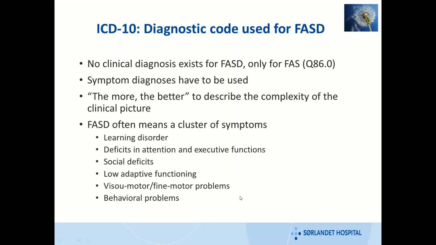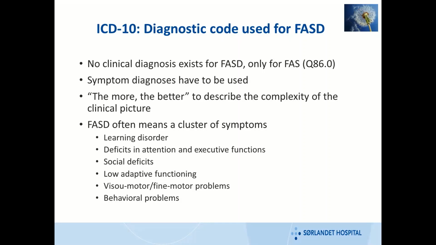And here I have chosen some of the most common ones. Many of these children have learning disorders. They have deficits in attention and executive function. They have social deficits, low adaptive functioning, visuomotor, fine motor problems, and behavioral problems. And if you have this complexity in a child, then you really should think about, could this be due to FASD? Or could you put all these symptoms together as FASD?